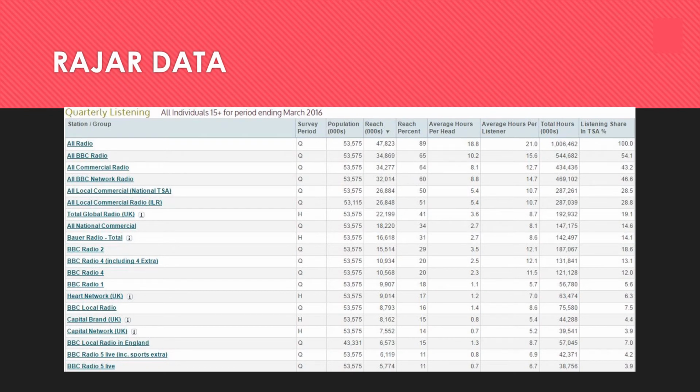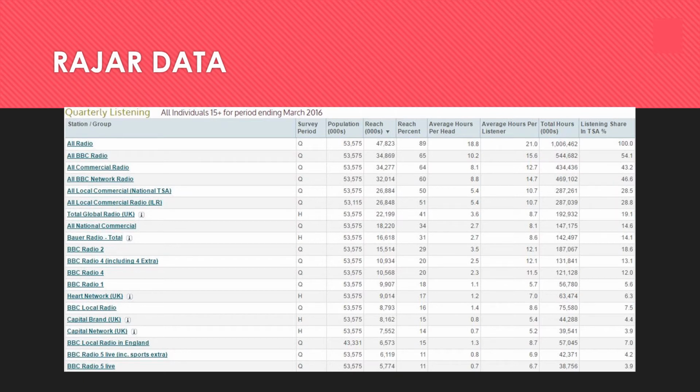This is some RAJAR data, which is showing all of the different radio stations that they've looked at and seeing how many people it actually reaches. So what's the population that they examined and how many people are being reached by that particular radio station. You're also looking at the average hours listened to per person. Then what we can look at is the total amount of hours that have been listened to for that radio station as well.